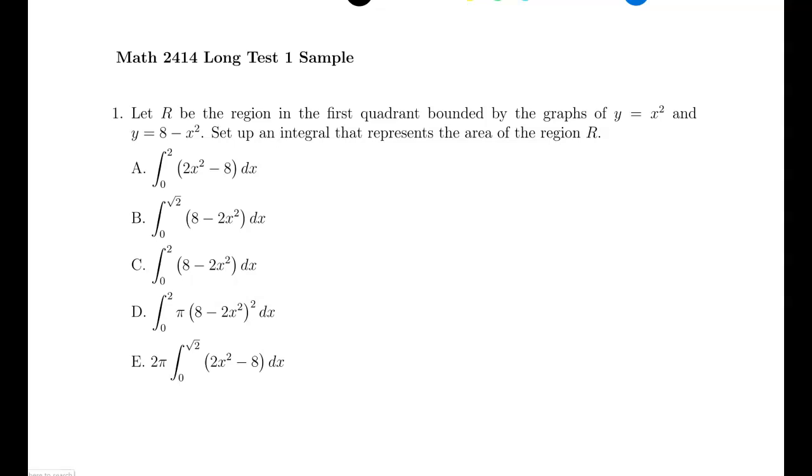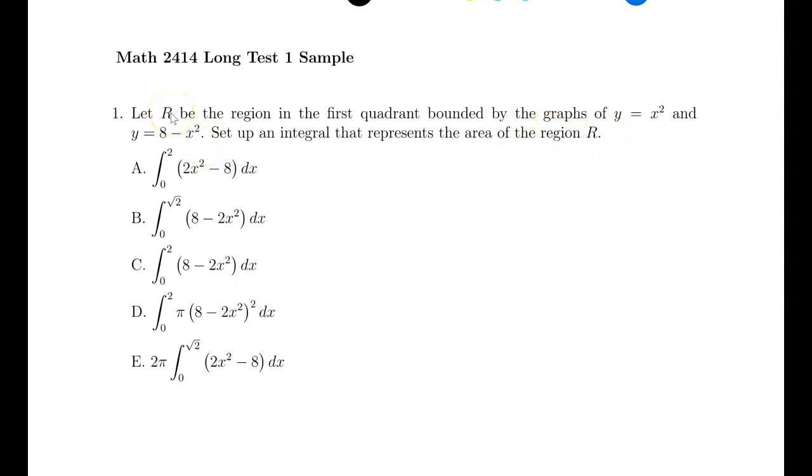Let's look at this question here. Let R be the region in the first quadrant bounded by the graphs of y equal to x squared and y equal to 8 minus x squared. You are asked to set up an integral that represents the area of the region R.